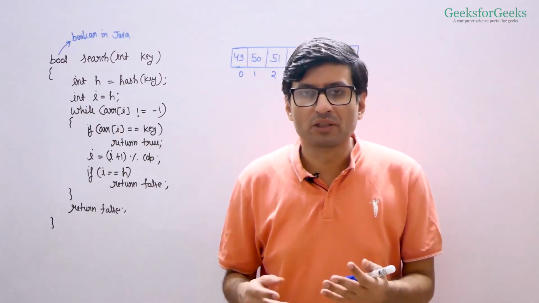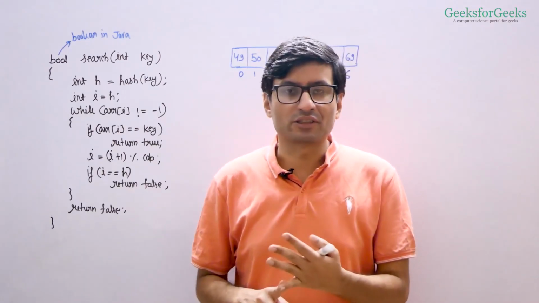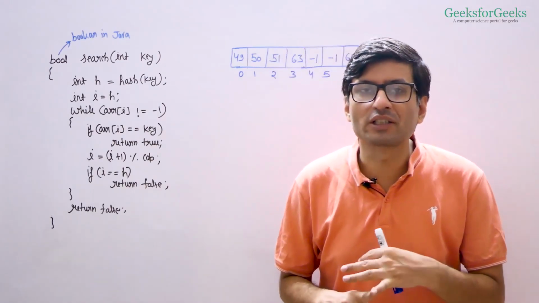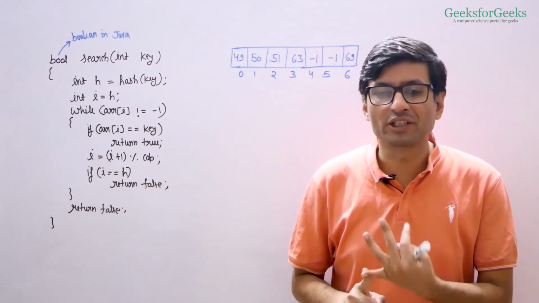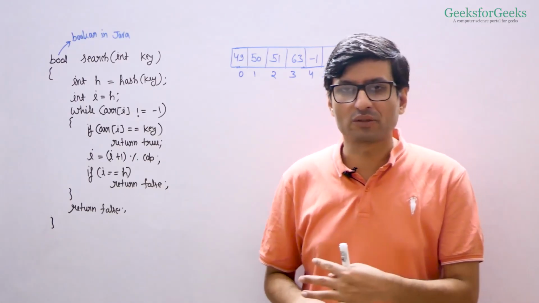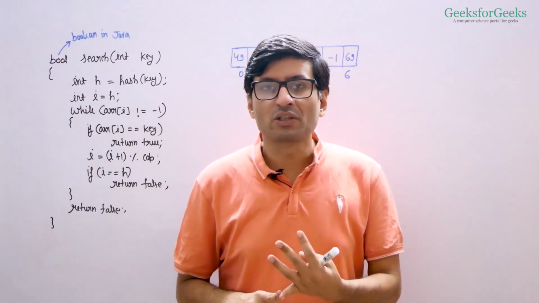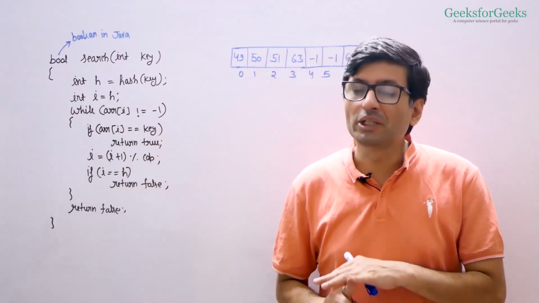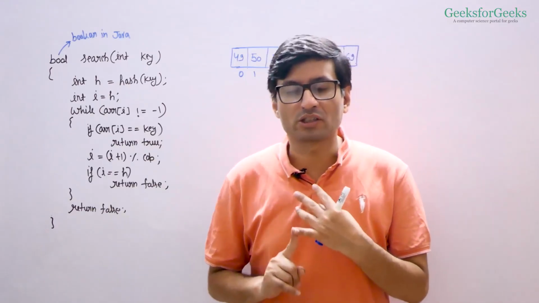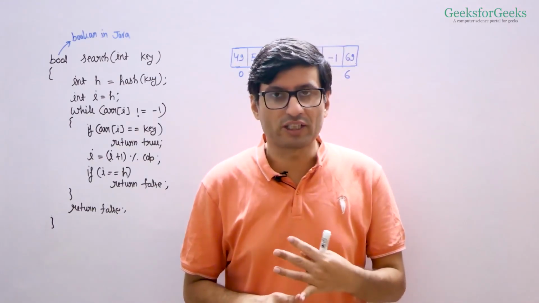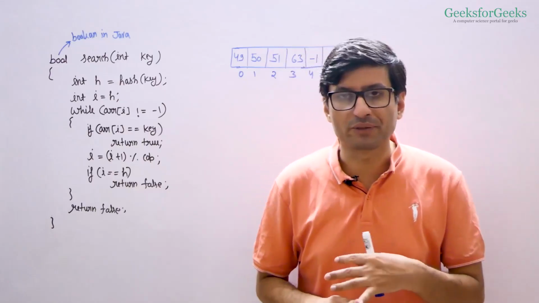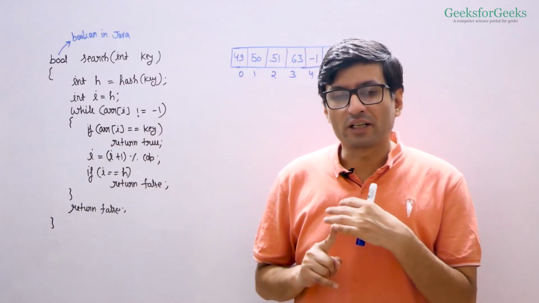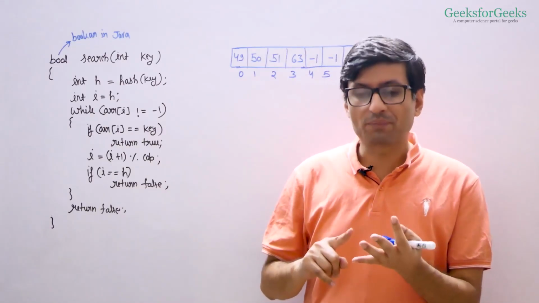And when do we stop? We stop in three cases. The first case is when the key is present at a slot while you are doing linear probing, you will return true and you will stop. The second situation is when you see an empty slot, a slot with value -1. Please remember, we do not stop at a deleted slot, as we have discussed in the open addressing video. We stop at an empty slot, right?